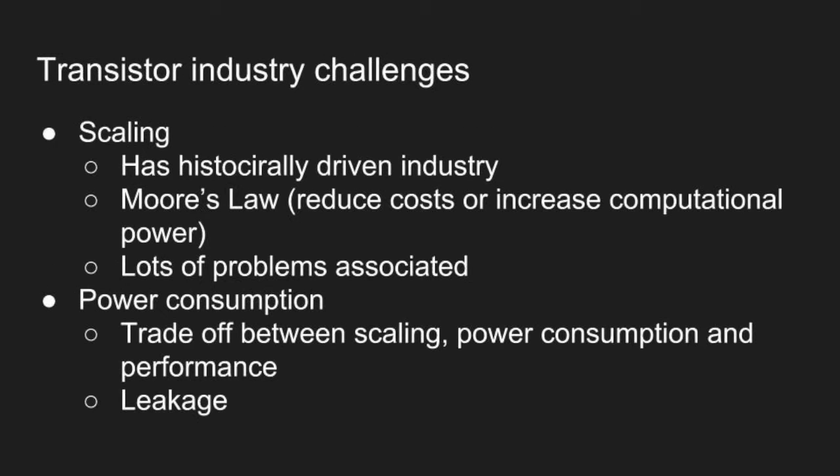To begin with, the main challenge that the transistor industry has always needed to face is scaling. As you may know, Moore's law states that it is possible to reduce the size of the transistor by half every 18 months, but this comes at a price of having associated problems, as we will see next. Apart from this scaling challenge, it is also worth noting that there's a trade-off between the scaling, the power consumption, and the final performance of the transistor.